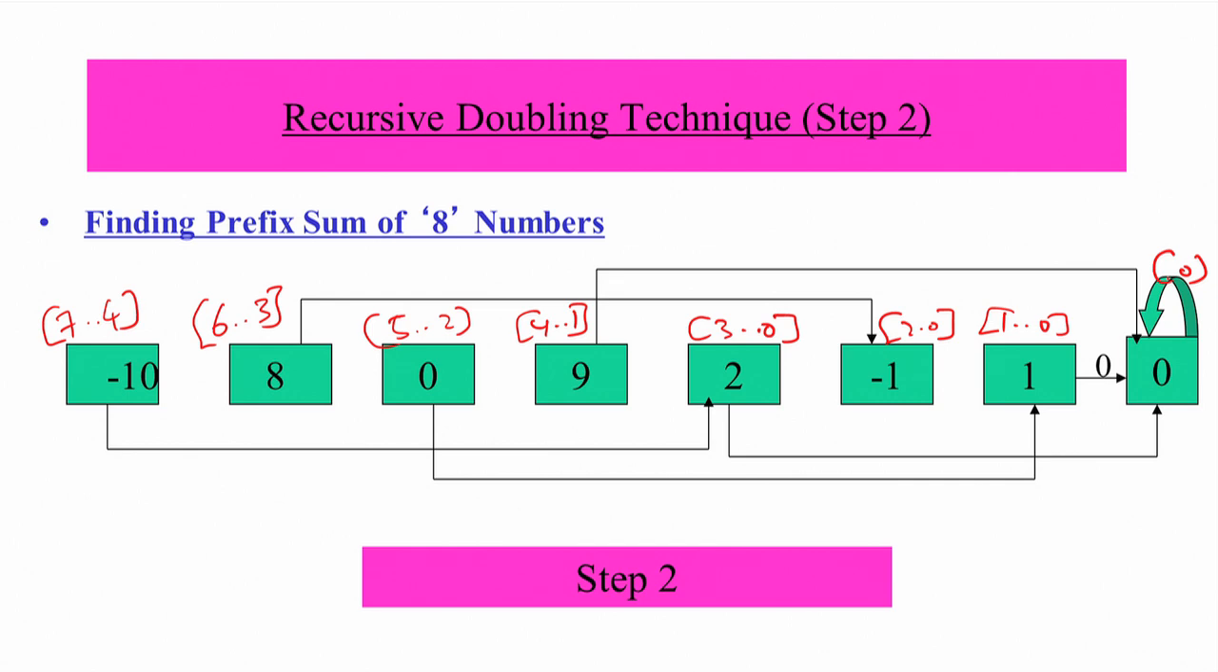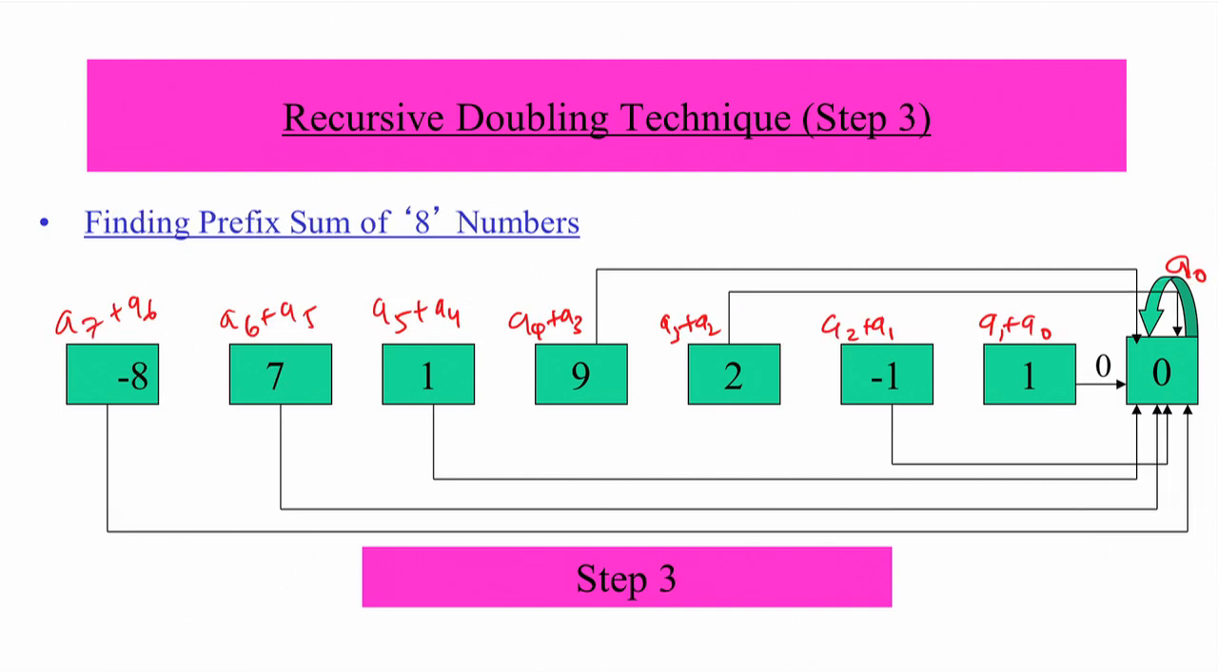This is at the end of step 2, and at the end of step 3 what will happen: 7 to 4 plus 3 to 0 will become 7 to 0, 6 to 3 plus 2 to 0 will become 6 to 0, 5 to 2 plus 1 to 0, because 5 to 2 is pointing to 1 to 0, this will become 5 to 0, 4 to 1 plus 0 will become 4 to 0, 3 to 0, 2 to 0, 1 to 0.